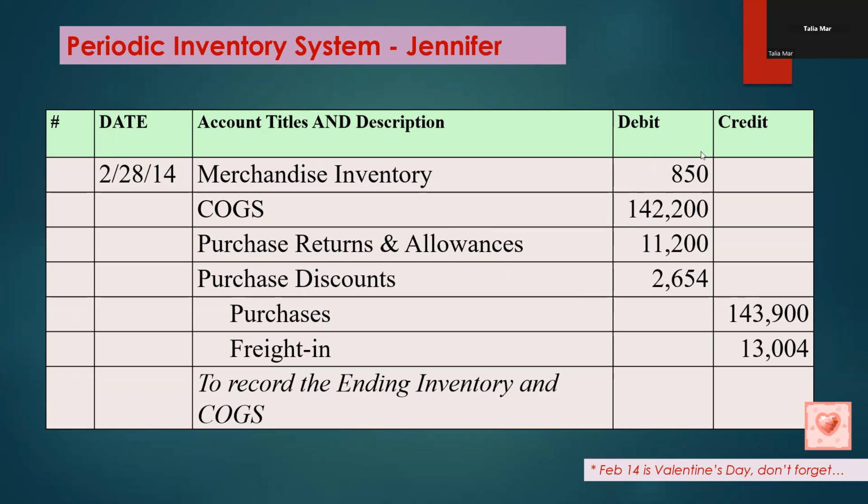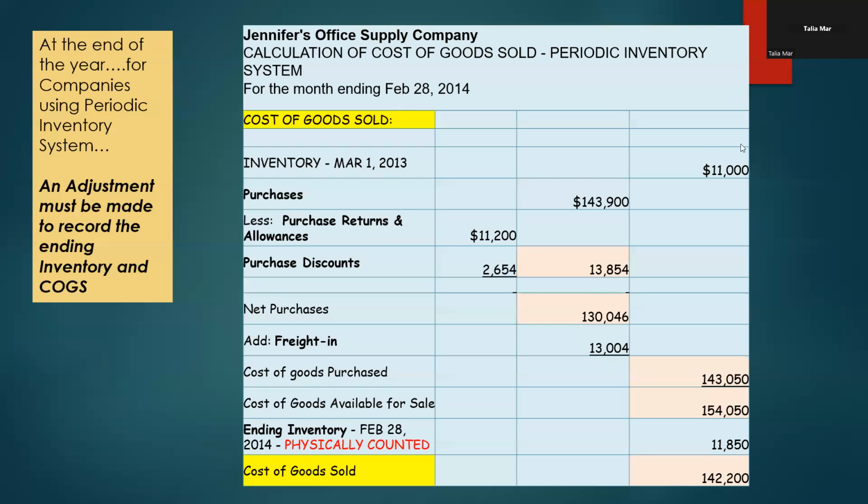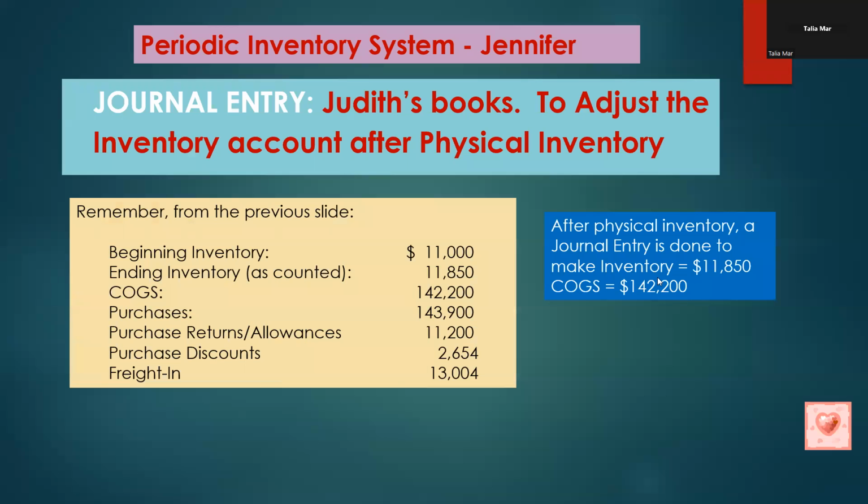And then this 850 here for inventory is how we get inventory to equal what we physically counted, 11,850. Remember on the previous slide, beginning inventory before the adjustment is 11,000. And we want it to be 11,850. So we're going to debit it.